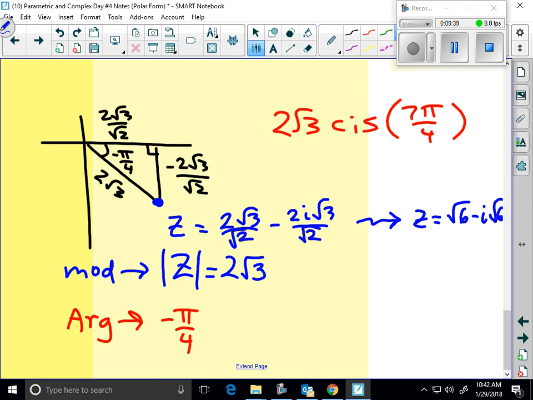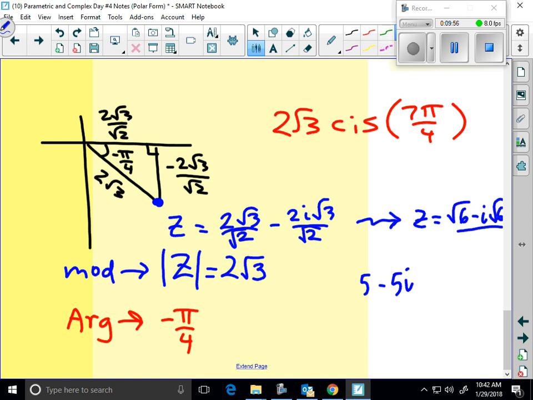And that makes sense, right? When you look at anything in rectangular form, if you have 5 minus 5i, you know that's going to be an argument of 45 of some sort, right? It's going to have a pi over 4 involved. And look at that, I've got a root 6 and a minus root 6, puts me in the fourth quadrant.